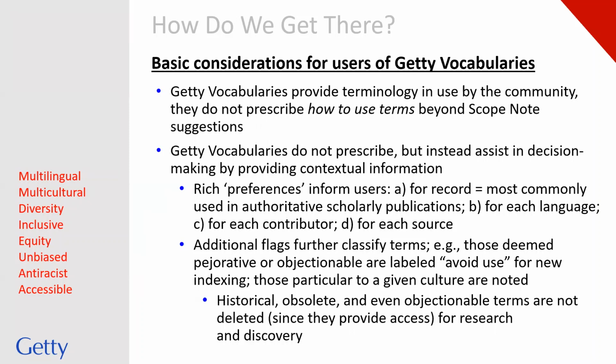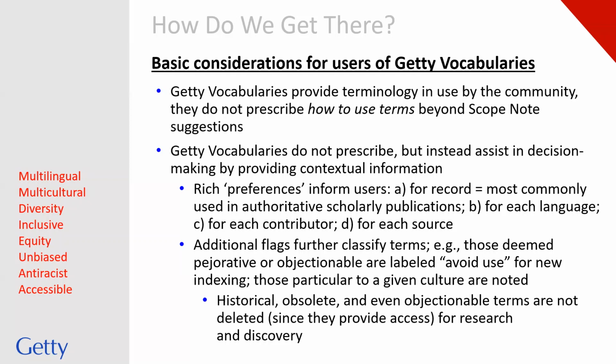For example, we have rich preferences that inform users. What is the term used most commonly in authoritative scholarly publications? So that is flagged. We flag which is preferred for each language, which term is preferred in a record by each contributor, and which term is preferred by each published source. So this gives the user some context when they choose which term they want to use.